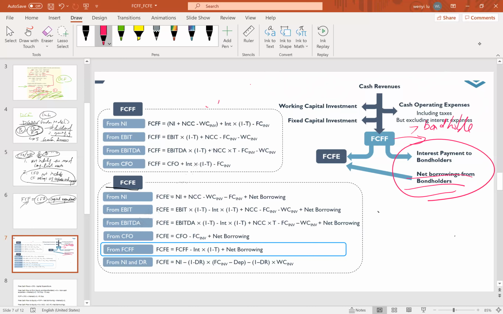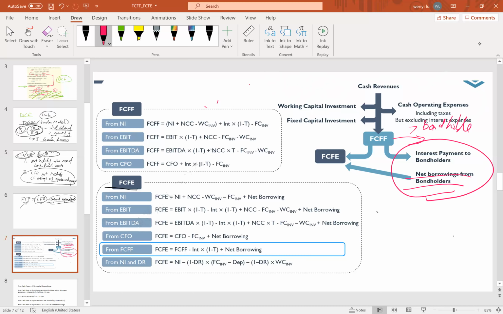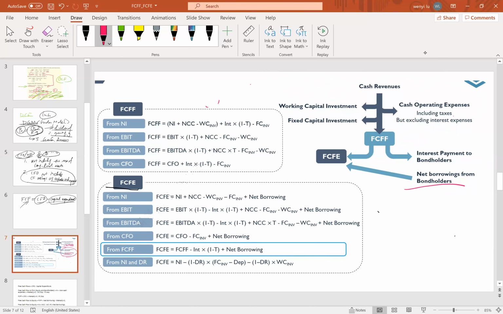So here you can see, you should minus the interest payment to bondholders, and also minus the net borrowing from the bondholders. It means you actually raise more money from the bondholders. When the bonds expire, you must pay the principal. So if you pay the principal, your free cash flows are reduced.